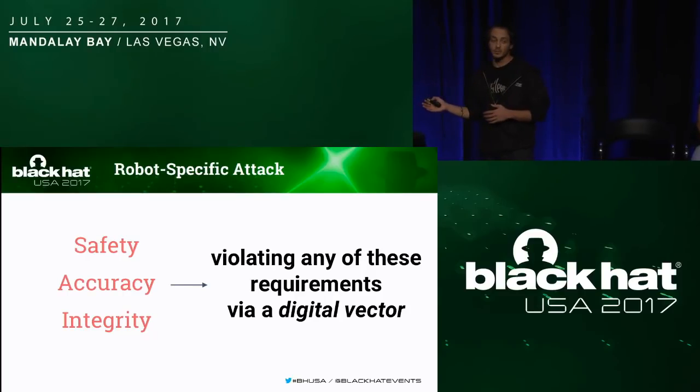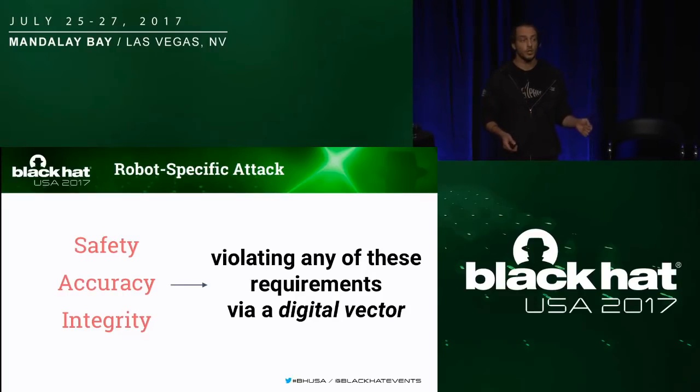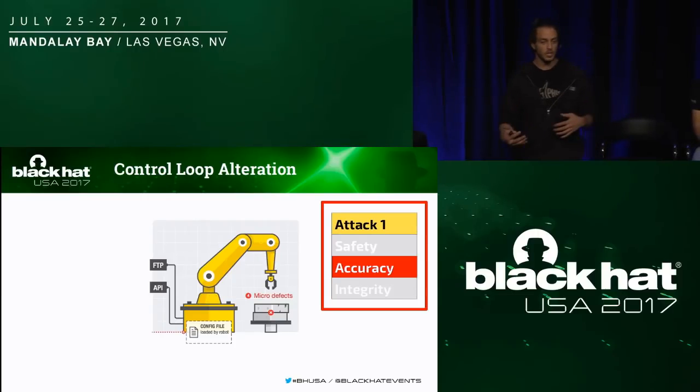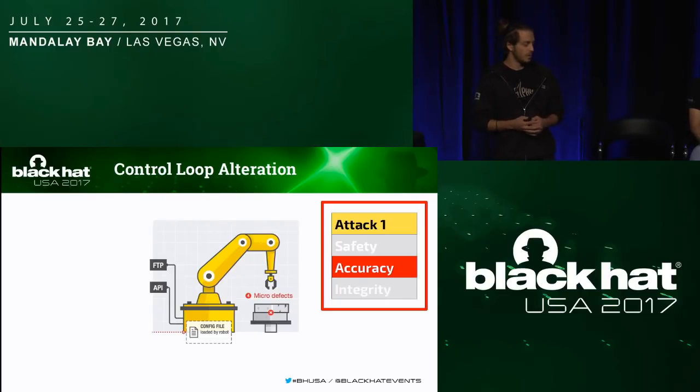So a robot-specific attack is a digital-born violation of these requirements. We developed five of them, and the first one is control loop alteration. As Federico told you before, these robots are pretty flexible. We found out that usually there are configuration files that store some of these implicit parameters that describe, for example, the control loop properties and the kinematics, the values of the kinematics parameters that are used to calculate the next position.